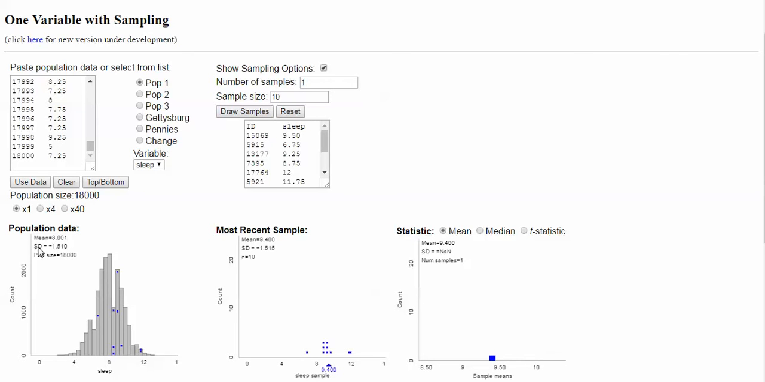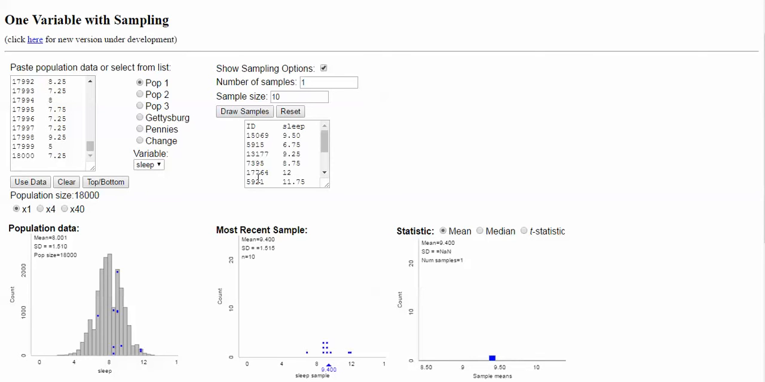Remember that if a population has a normal distribution, the mean is at the center of the population. The population standard deviation, or sigma, is 1.51. That means that if you took these 18,000 sleep times and plugged them into the standard deviation formula, you would get 1.51 as your answer. The population standard deviation, or sigma, is measuring the amount of spread, or the amount of dispersion, between these 18,000 sleep times.